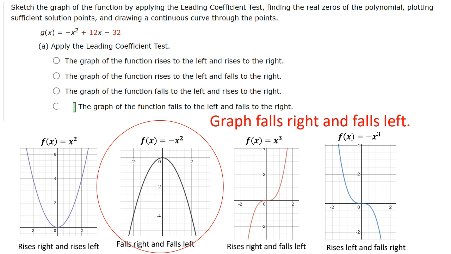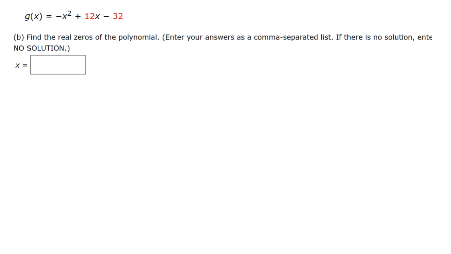So just to quickly review, if my function was an even function and my leading coefficient was positive, it would rise on the right and rise on the left. If my graph was an odd function and the leading coefficient was positive, it would fall on the left and rise on the right. If my polynomial was an odd function but my leading coefficient was negative, it's going to rise on the left and fall on the right. In our particular example, it falls on the left and falls on the right.